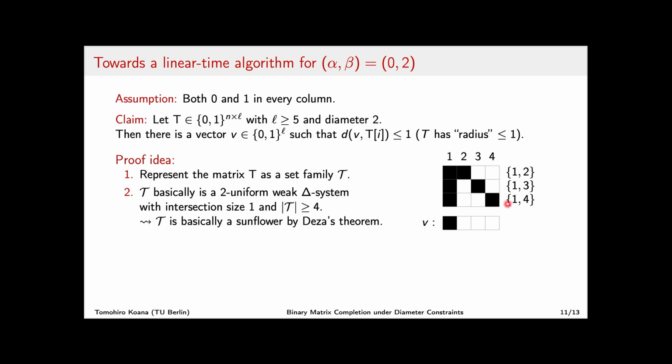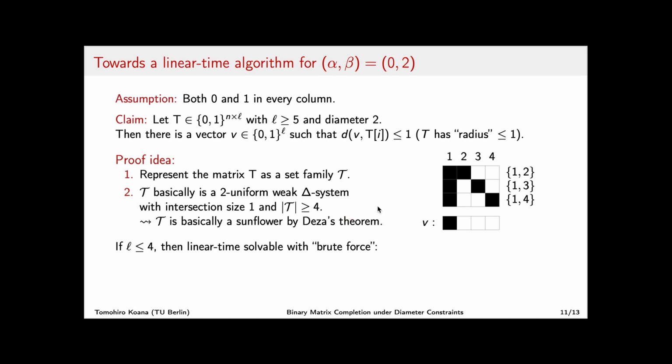So suppose that we have a sunflower, say like {1, 2}, {1, 3}, {1, 4}, then we can obtain a vector v, which is basically a vector where only the core is flipped. So this is the basic idea for the proof. And now let's design the algorithm.